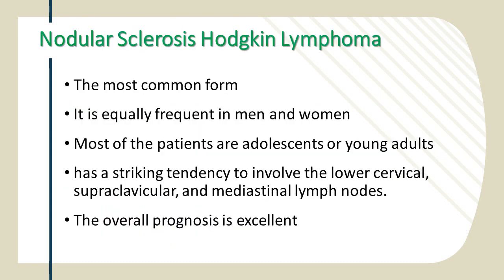At the end of this lecture, we will discuss the Hodgkin lymphoma subdivisions in brief. So, we will start with nodular sclerosis Hodgkin lymphoma. It is considered the most common form, with equal frequency in men and women. Most of the patients are young adults and it has a striking tendency to involve the lower cervical, supraclavicular, and mediastinal lymph nodes. The overall prognosis is excellent for this subtype.